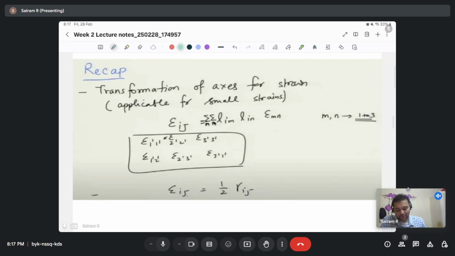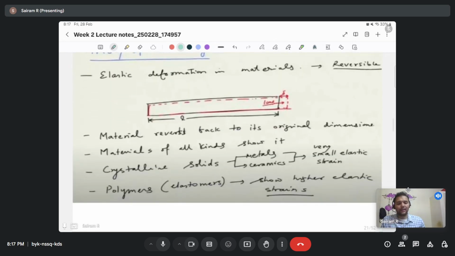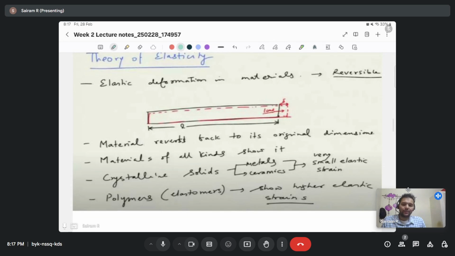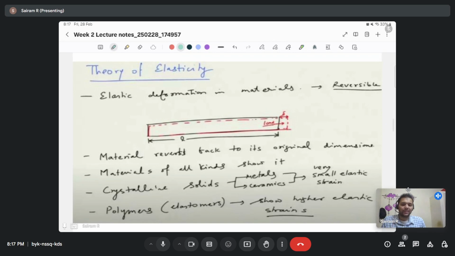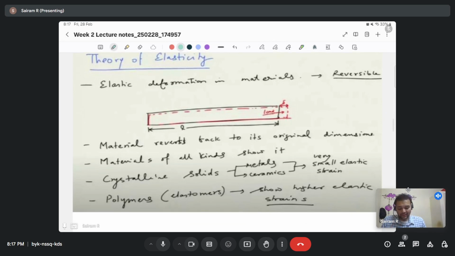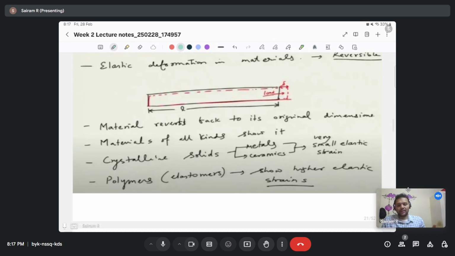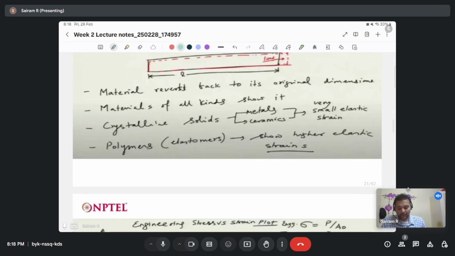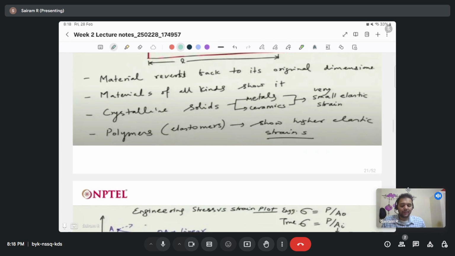After the transformation of strains, we moved into the theory of elasticity. This is a very fundamental aspect of elasticity, very important that we try and learn this. What is elasticity? It is an elastic deformation on materials. We know that it is reversible. All materials come back to their original dimension, their original shape. Materials of all kinds show these type of features. We know all these factors. So all crystalline solids, be it metal, ceramics, or any other categories, they definitely show this sort of behavior.